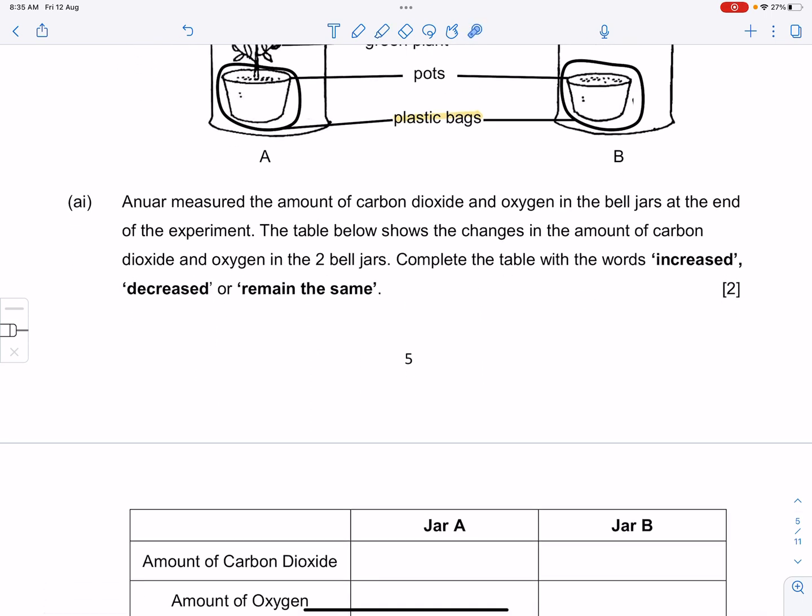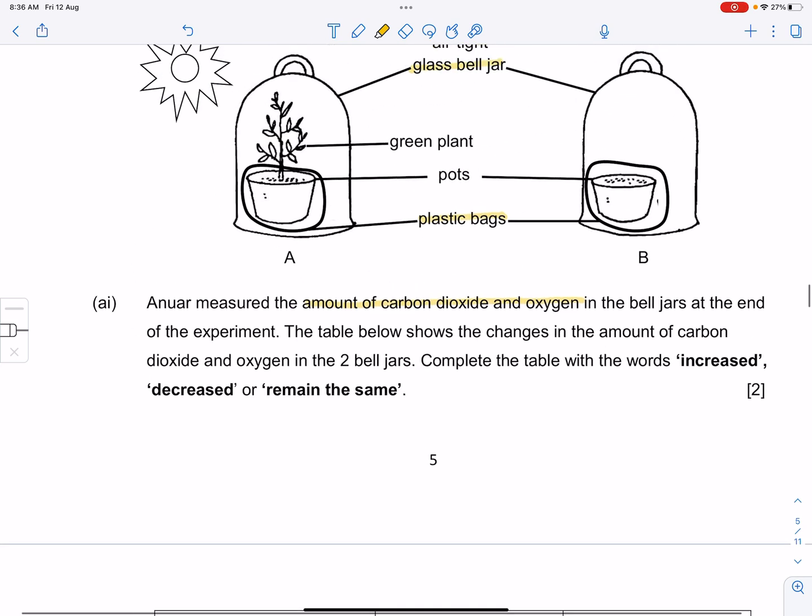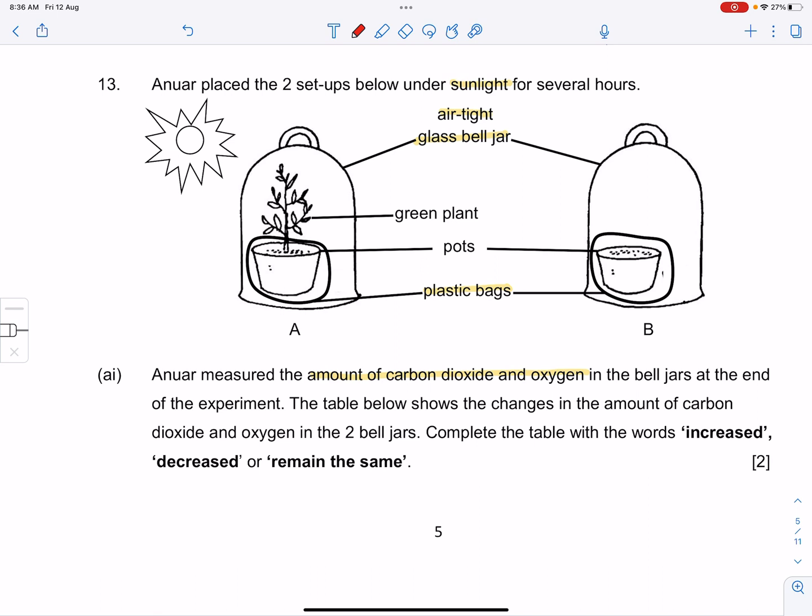Now, Anwar measured the amount of carbon dioxide and oxygen in the bell jars at the end of the experiment. The table below shows the changes in amount of carbon dioxide in the 2 bell jars. Complete the table with the words increase, decrease, or remain the same. So over here, when you are doing an experiment, it's always important to identify your change and your measured variable. So this is your measured variable. This one is easier to identify because the word measure already is before these 2 items. And what is your change variable? So the change variable would be whether the plant is present or not, right? So you have your plant that is present in A but absent in B. So this is the change variable.